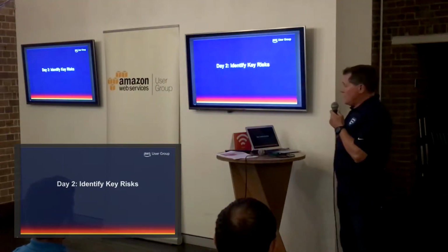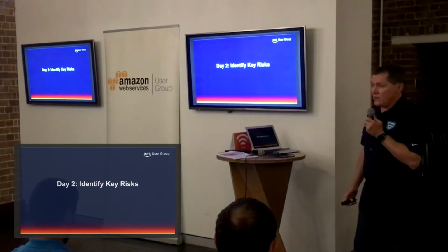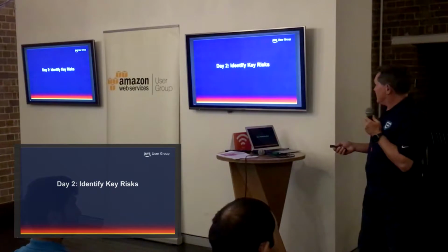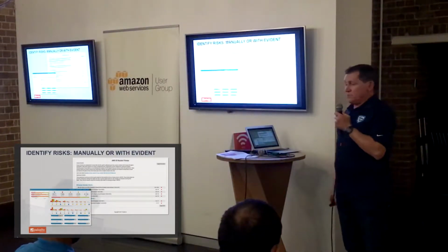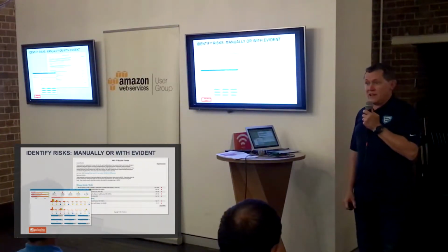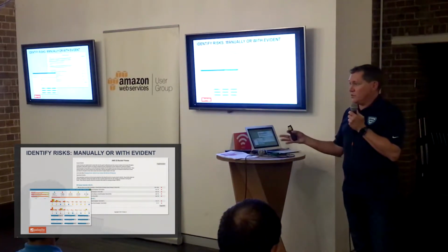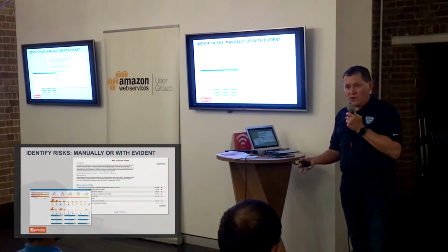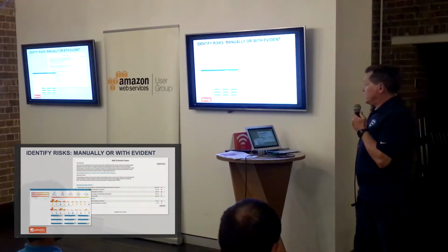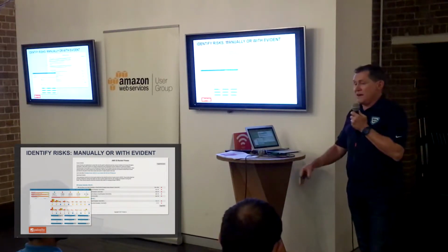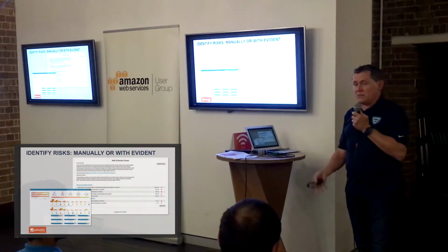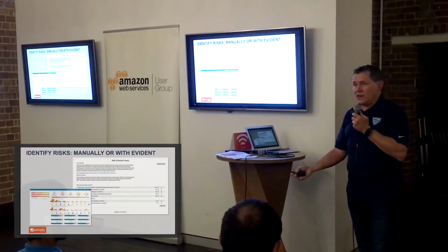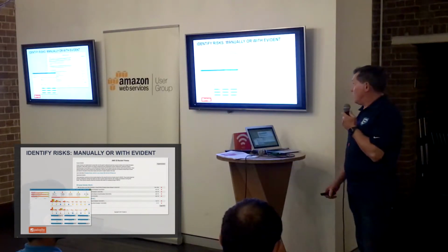So day two then, identify key risks. Now that we understand what accounts are in play, what are the key risks across those accounts? And there's various ways that you can identify what the risks are. Like I was saying earlier, you can do manual checks, you can use the tools that AWS provide, but it could take a long time and it's a very manual inspection, therefore it's going to suck up a lot of resources, and it's something that you're going to have to keep doing because the nature of the cloud is that things are changing all the time.